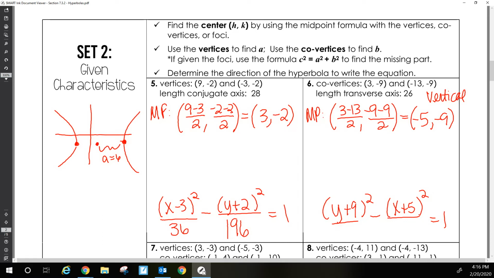What's the distance between the center and the co-vertices? That number's going to go down here, but what is it? Distance between negative 5 and 3 would be 8. You can also see here, negative 5 and 13 would be 8. 8 squared would be 64. Now for our transverse axis, that's the one that goes underneath your leading fraction here. The length of it is 26, half of that would be 13. So my a is 13. 13 squared would be 169.